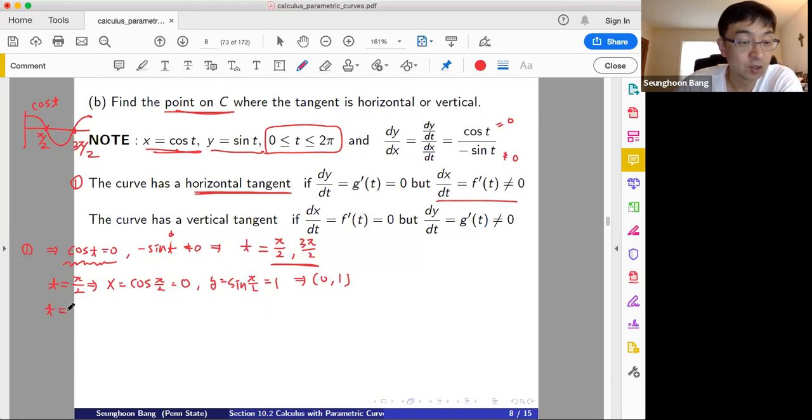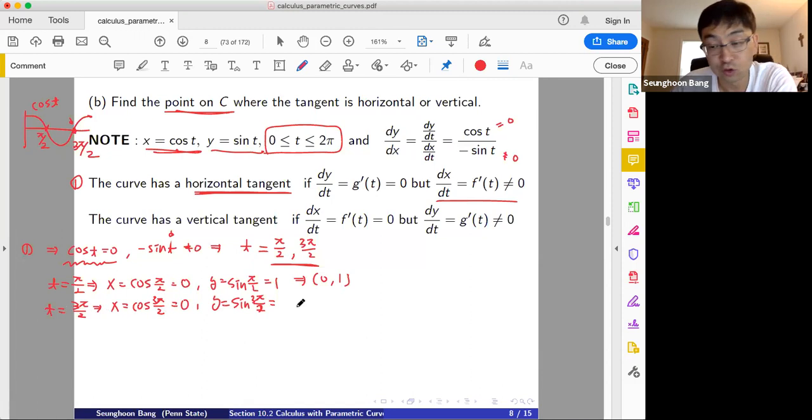So t equals 3 pi over 2. You plug into x, y again. Cosine 3 pi over 2 is 0. So here x is 0. The y is sine 3 pi over 2. Do you know what is sine 3 pi over 2? Could you write your answer on the chatting board? What is sine 3 pi over 2? The answer is, okay, it's good, minus 1. So we have another point, 0 and minus 1.